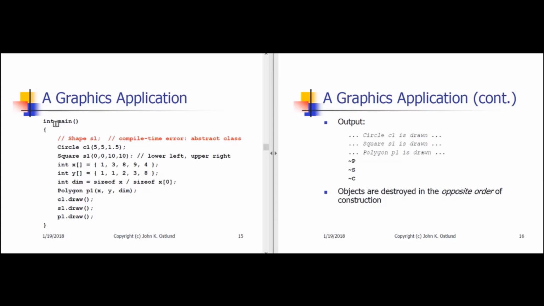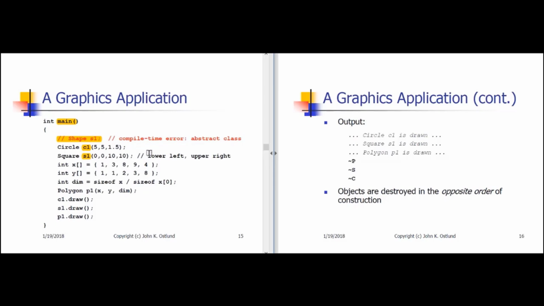Here on slide 15, we have an application using these kinds of shapes, circles, polygons, and in this application we also have a square, which we didn't show the implementation details for, but it would be similar to circle and polygon. Now in this application, because the shape class is abstract, as we talked about before, if we attempted to say shape and then an object name like S1, the compiler would yell at us that shape is an abstract class and it's not possible to create an object whose data type is an abstract class. But we are allowed to create circle objects. C1 here is a circle object.